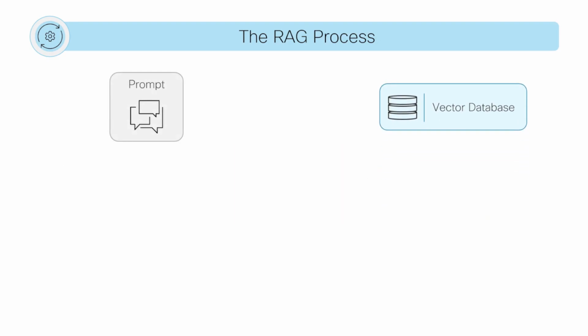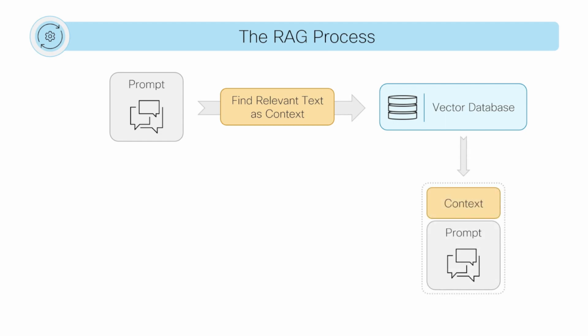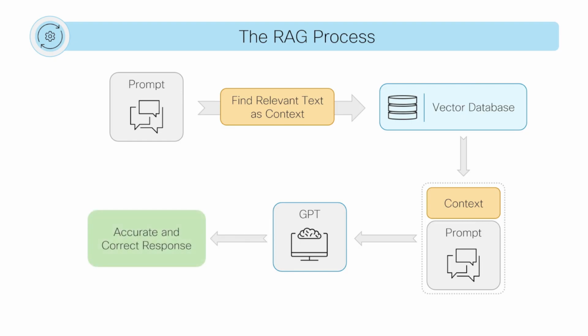When you enter a prompt into a RAG system, it finds the text relevant to the prompt in the database and extracts it as context. Both the context and the prompt are sent to the underlying GPT for processing. The produced answer is accurate and correct as it is based on factual data provided by the context.